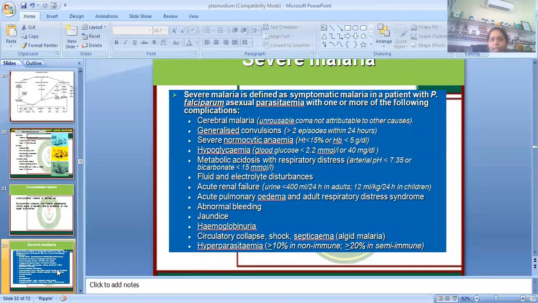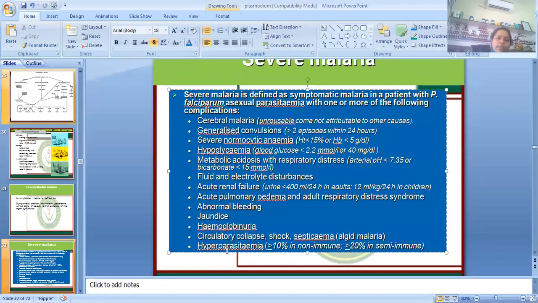But in cases of complications or severe malaria, as it happens in Plasmodium falciparum, the following complications occur, causing cerebral malaria, which is an unrousable coma. Generalized convulsions can be there. Severe normocytic anemia is there, hemoglobin concentration will reduce to less than 5 gram per deciliter. There is hypoglycemia, glucose level will reduce below 2.2 millimole per liter. And metabolic acidosis occurs, fluid and electrolyte disturbance occurs, acute renal failure occurs, acute pulmonary edema is there, abnormal bleeding is there, jaundice, hemoglobinuria, circulatory collapse, and hyperparasitemia.